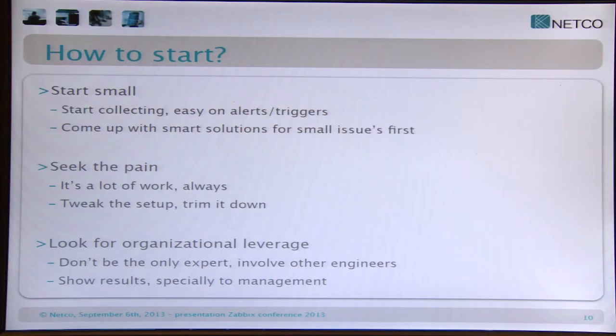So how do you start getting Zabbix into a company? Well, I would say start small. Start collecting a lot of data. Don't use the triggers too much, or make sure not all the engineers start receiving all the alerts yet, because there's a lot of trimming that needs to be done first. So start collecting a lot of data, and then at some point you will be able to come up with nice solutions for small problems, really showing the effectiveness of Zabbix.